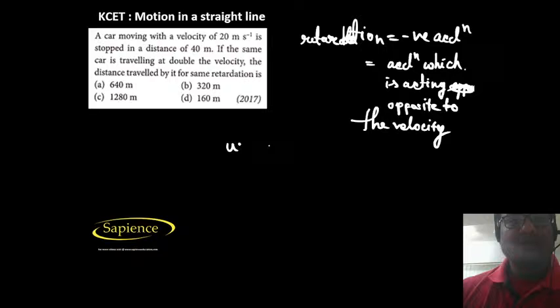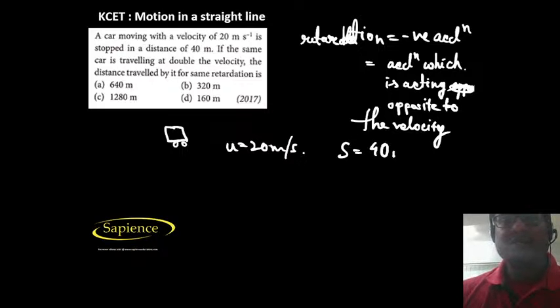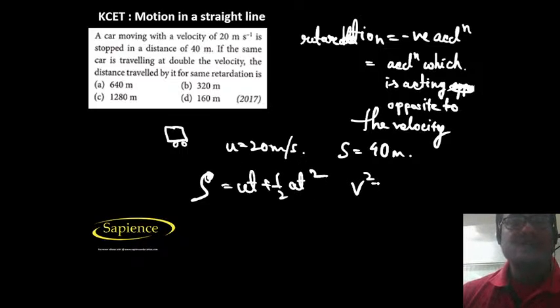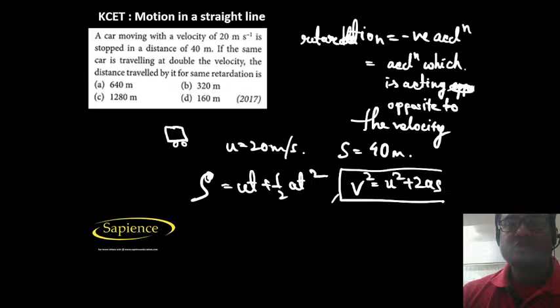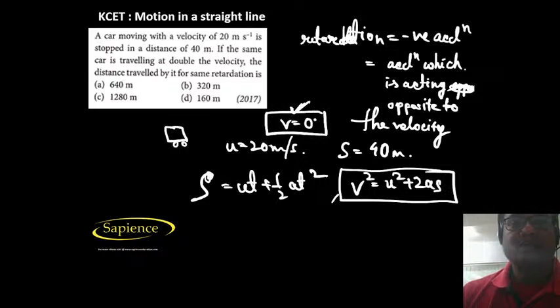So the initial velocity of the car is 20 meter per second, and it is stopped in a distance of 40 meters. So s, the displacement, is 40 meter here, and therefore we can say s is equal to ut plus half at square, or v square equal to u square plus 2as, which is the one we should use, since the final velocity of the car when it stops will be 0.